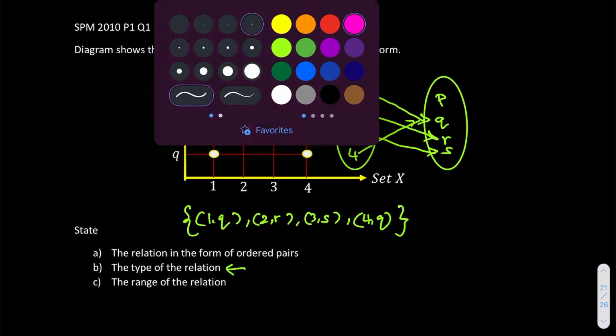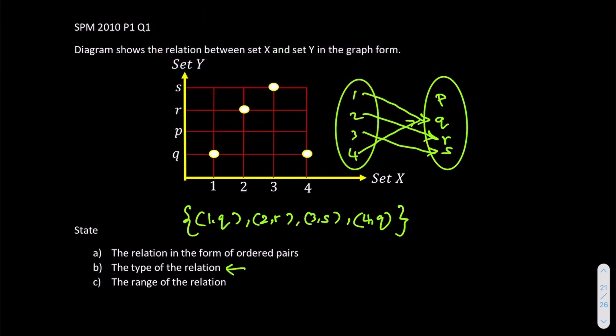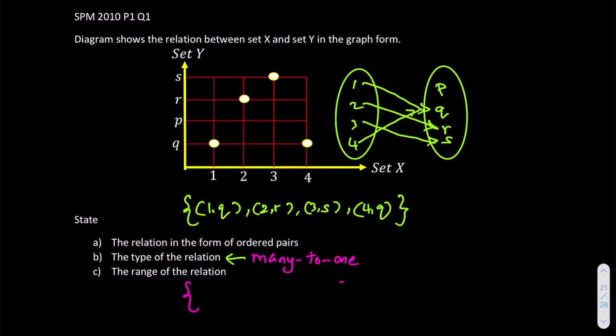So can you see that 1 and 4 are both going to Q. So a few objects go to the same image. So we will say that this one is many to 1. How about the range? Range is also a set, consisting of everything in the codomain that has a partner. So Q, R, and S have partners, but P is forever alone, so it's not included. So this is only Q, R, and S.